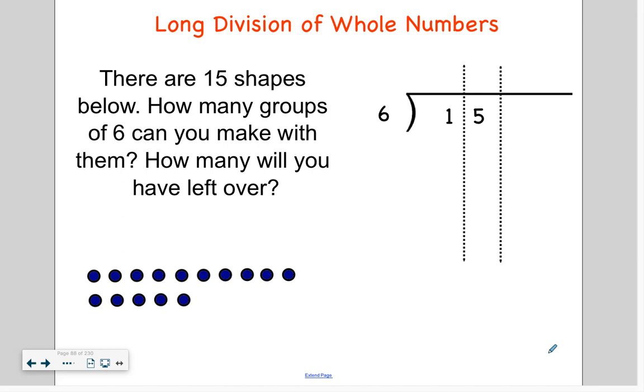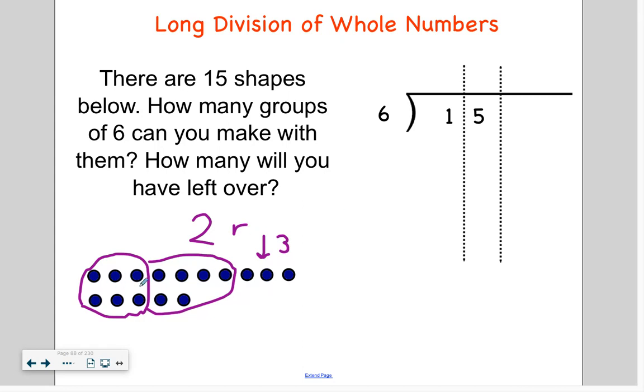So I'm going to take a second and I'm going to circle as many groups of 6 as I see. So here's one group of 6. Here's another group of 6. And I don't have enough to circle another group of 6. So I have 2 complete groups with 3 left over. We're going to call that a remainder. So a remainder of 3.